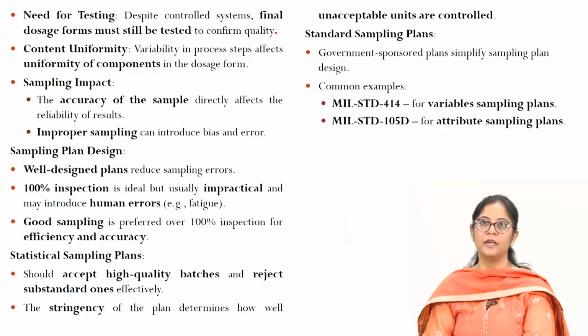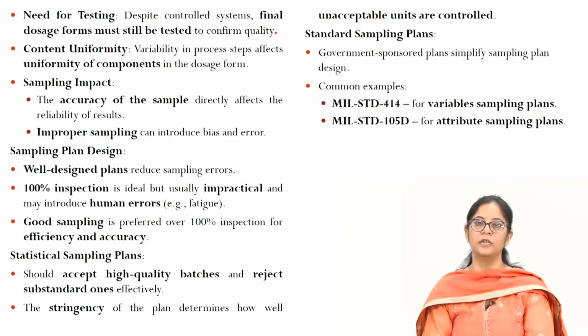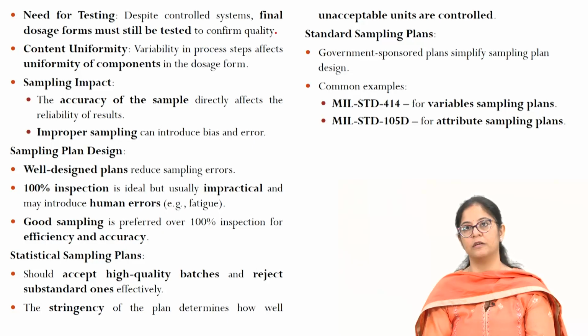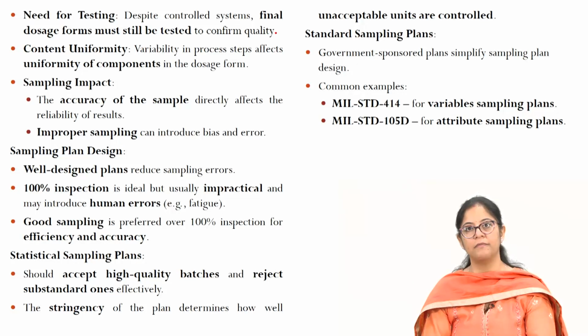The need for testing is there because, despite control systems, final dosage forms must still be tested to confirm quality, because there may be errors because of manual handling and machine errors. Also, the variability in process steps affects the uniformity of components in the dosage form. Sampling thus has an impact on the accuracy of the sample, directly affecting the reliability of the results. Improper sampling can introduce bias and error. Well designed plans reduce sampling errors.